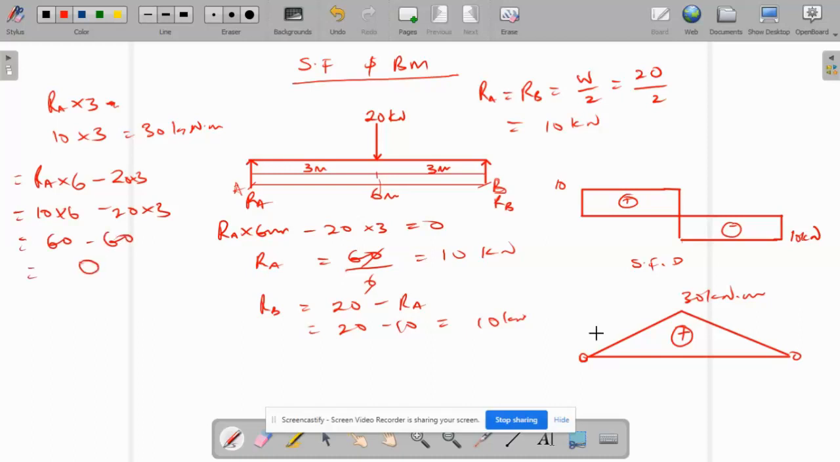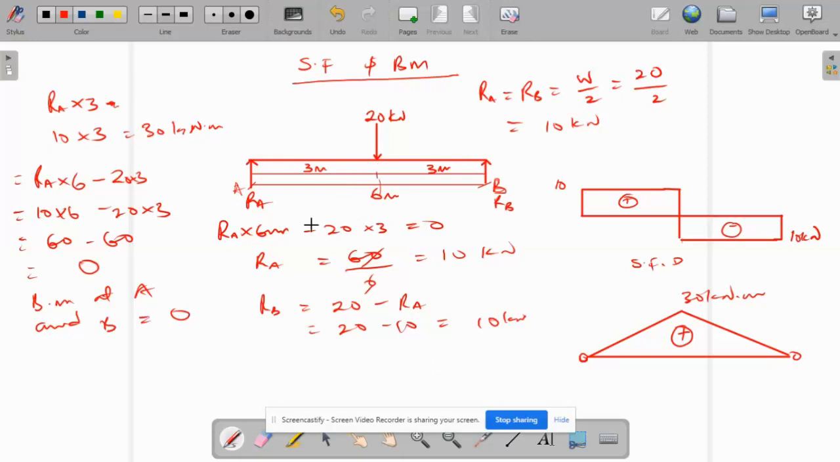So the bending moment at the support is equal to 0. Both at A and B, the bending moment BM will be equal to 0.